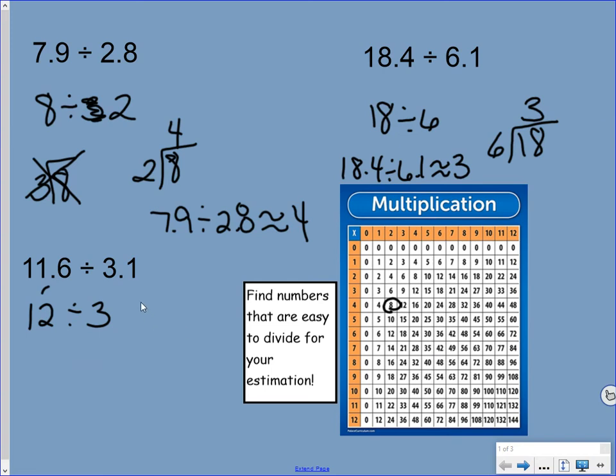And that means, can we do 12 divided by 3? Are those numbers compatible? Are they easy to divide? If you go down your 3 column, you find that yes, they are. They equal 4. So 11 and 6/10 divided by 3 and 1/10 is almost 4. Oh, that's crazy. We got 4 up there too, didn't we? All right, let's move on.